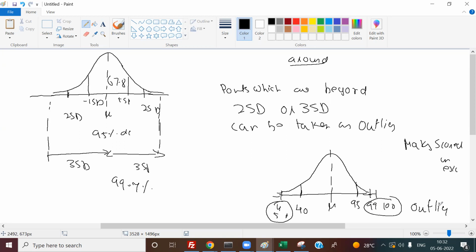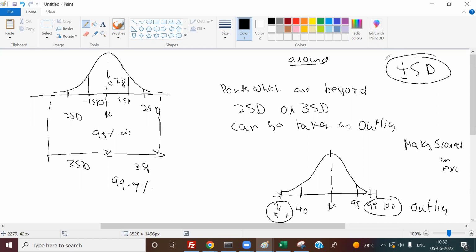And what is outliers? The values which are far away from the mean. But how would you measure that? How much far or how much close? Answer is plus minus standard deviation. If the values are normally 2 standard deviation far or 3 standard deviation far, you can take them as outliers. Okay, isko please note down kar lo.